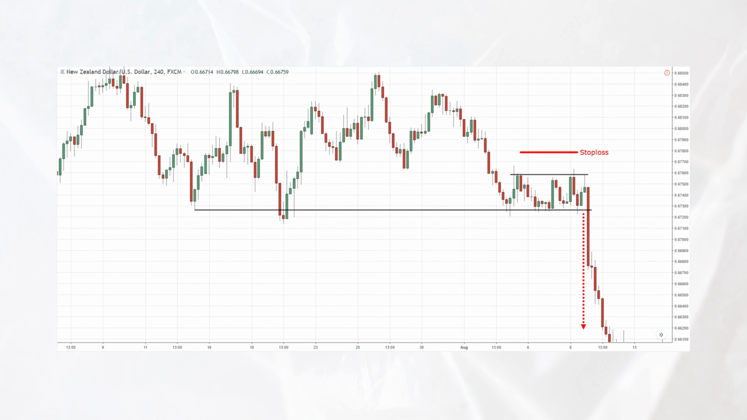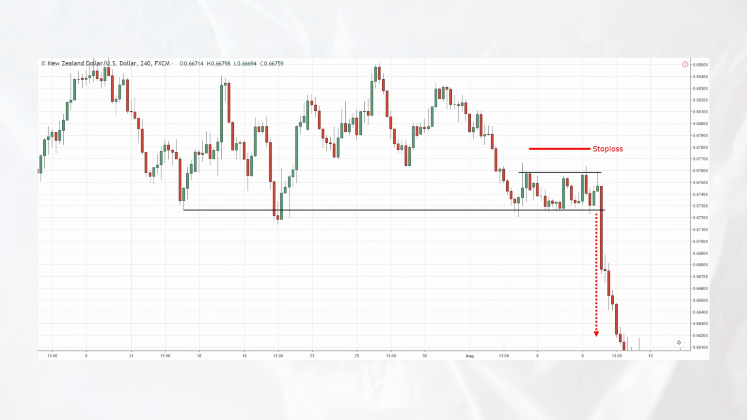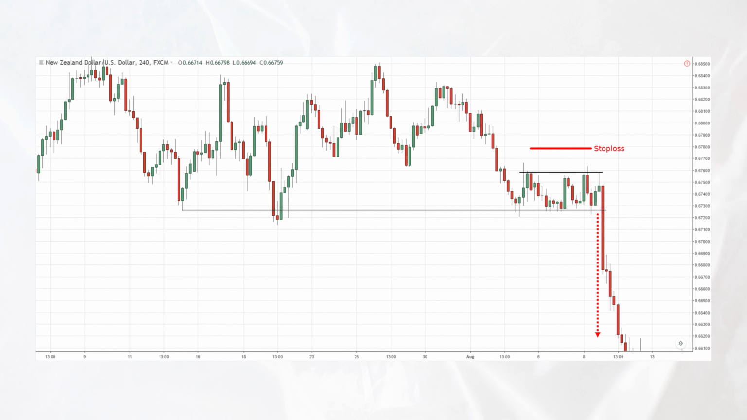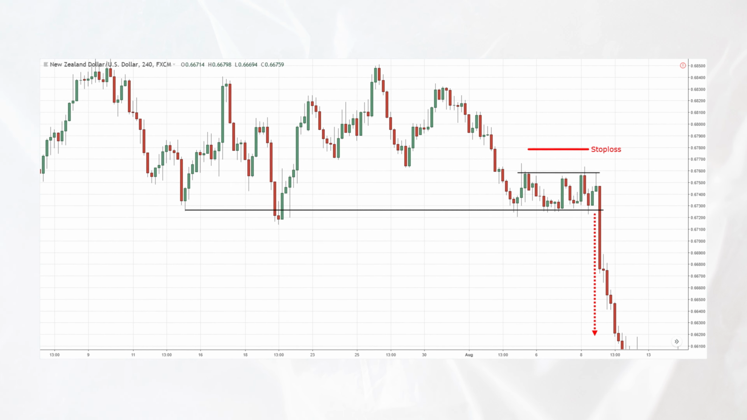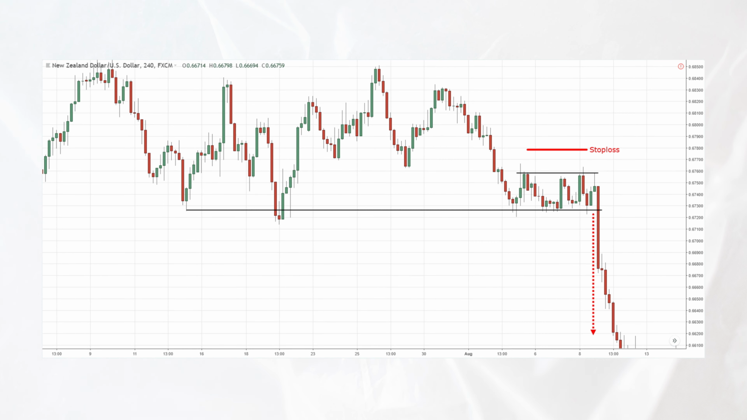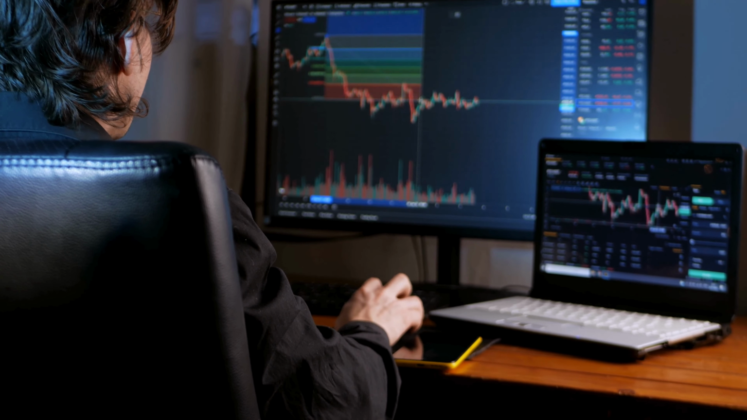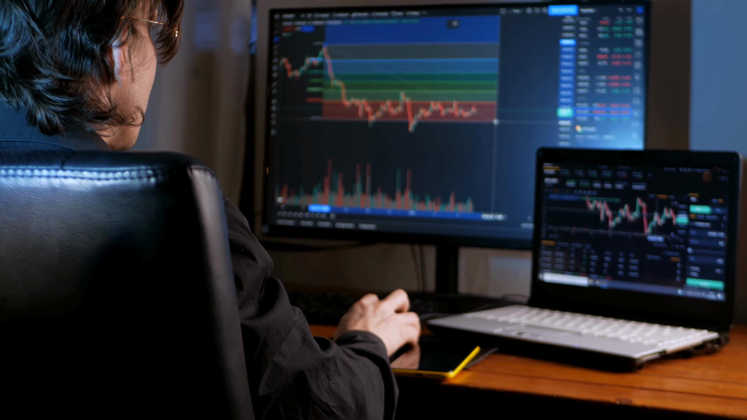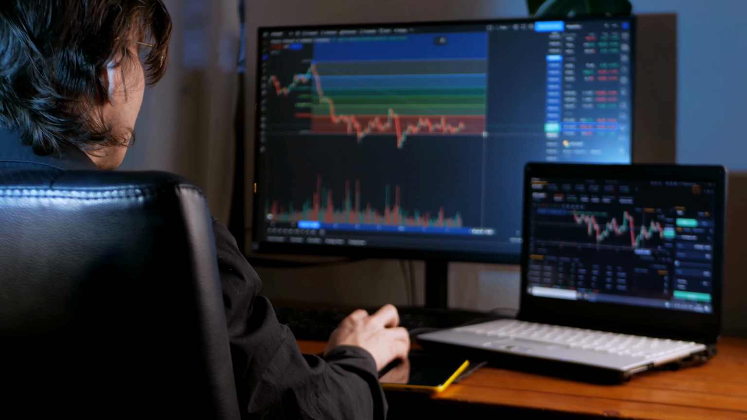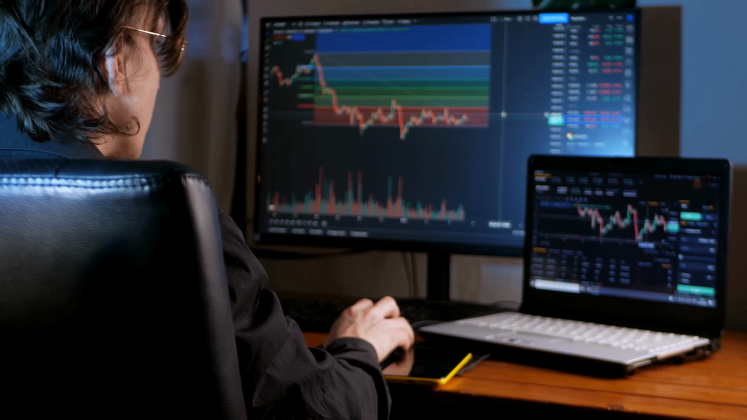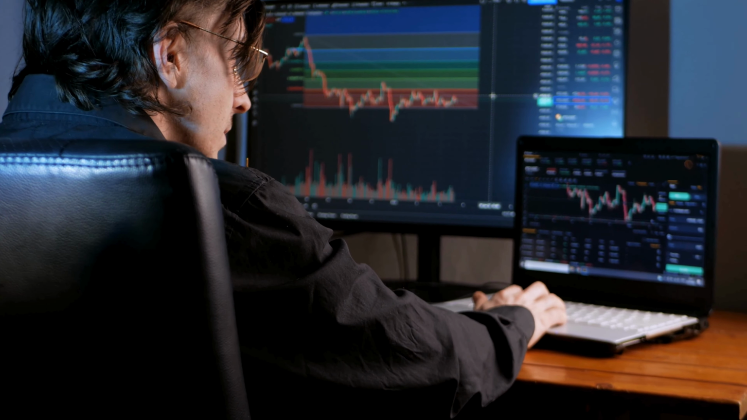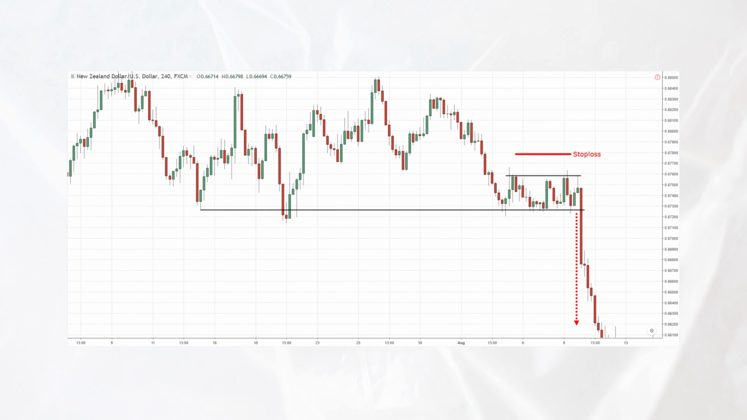Here's an example. Let's say you buy the breakout of resistance. Clearly, if the breakout is real, the price shouldn't return into the range or else it's a failed breakout. This means you can set your stop loss below resistance where the price shouldn't return to. If it does, you know your trading setup is invalidated and it's time to get out of the trade. Here's what I mean.